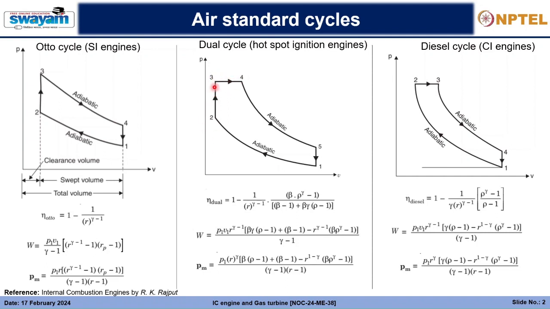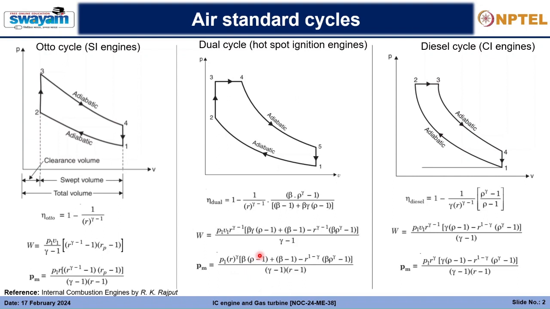2 to 3 is the constant volume heat addition and 3 to 4 is the constant pressure heat addition, similar to the diesel cycle. So accordingly, these have both the features of the Otto cycle and the diesel cycle. And in a previous session, we have derived the air standard efficiency of the dual cycle. We have derived the work output from a dual cycle and the mean effective pressure.